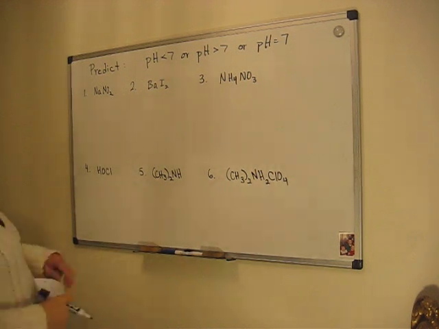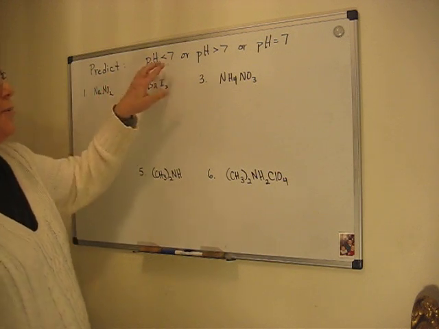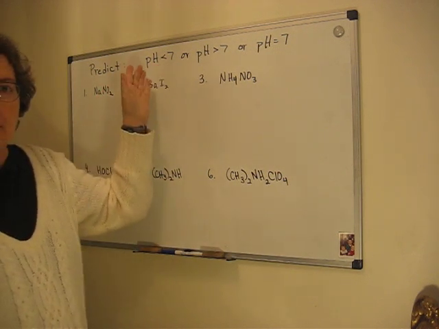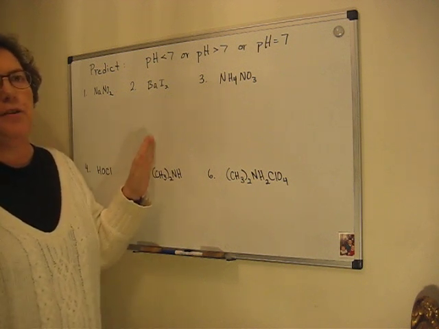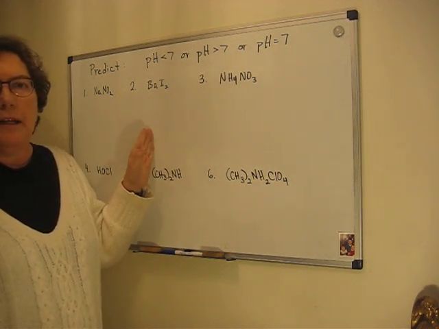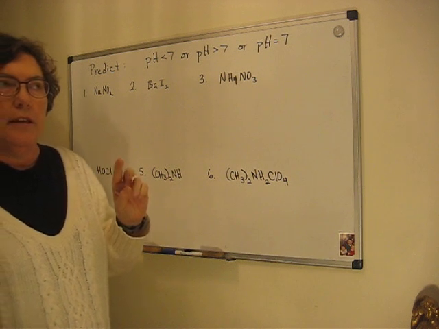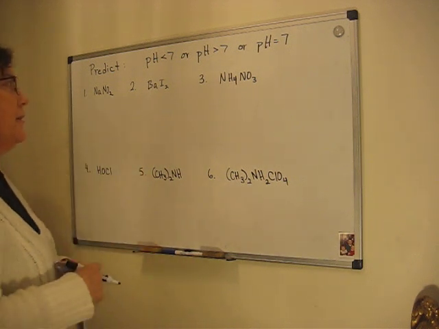Alright, this video is about predicting the pH when they ask you a question about the pH being less than 7, greater than 7, or equal to 7. This is a classification problem. You've got to be able to recognize a salt, an acid, and a base.